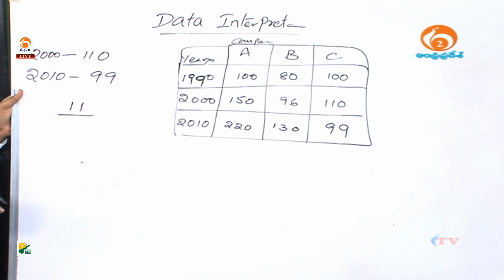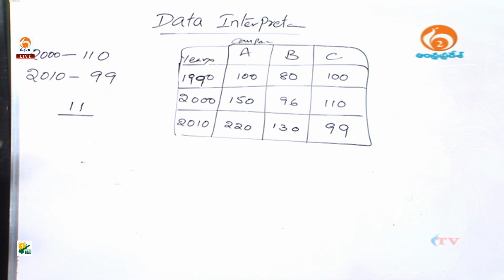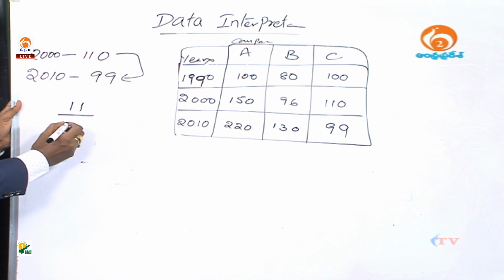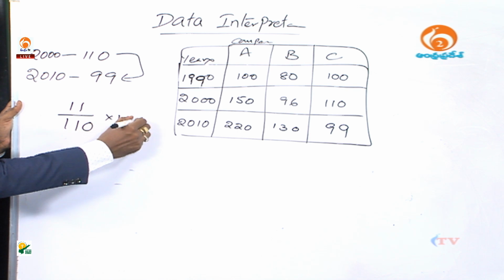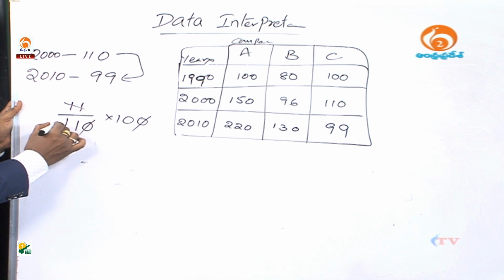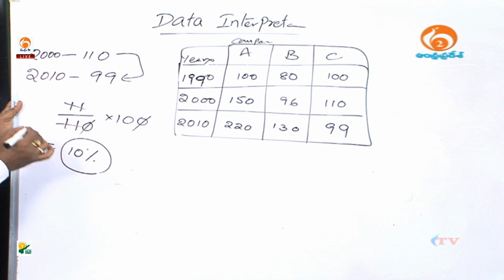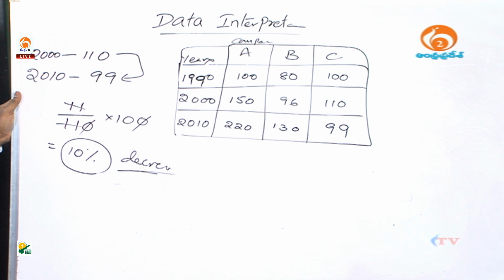From which value does it decrease? Either 99 to 110 or 110 to 99, so the decrease is from 110 to 99. That's why we take the decrease divided by the initial value, times 100. The zeros cancel and 11 cancels, so we get only a 10% decrease.